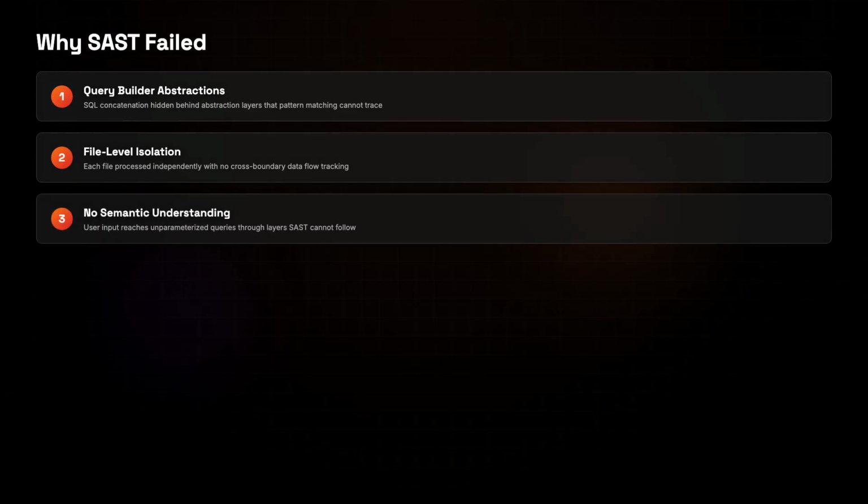So why did SAST fail so badly? 3 reasons. First, query builder abstractions masked the SQL concatenation from pattern matching. The vulnerable code did not look like a textbook SQL injection. Second, SAST processed each file in isolation with no cross-boundary data flow tracking. And third, user input reached unparameterized queries through multiple abstraction layers that SAST simply could not follow.